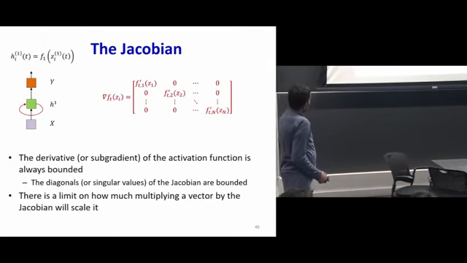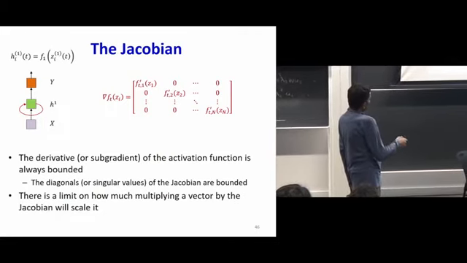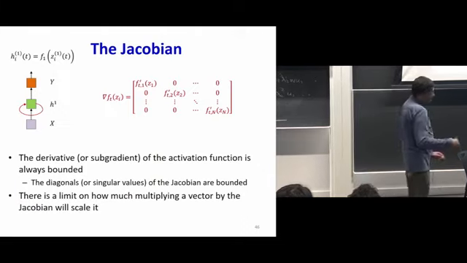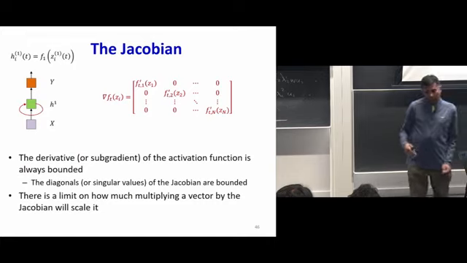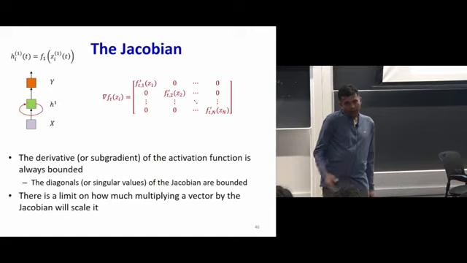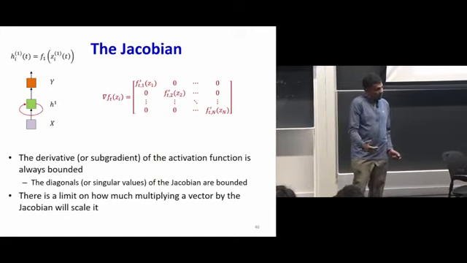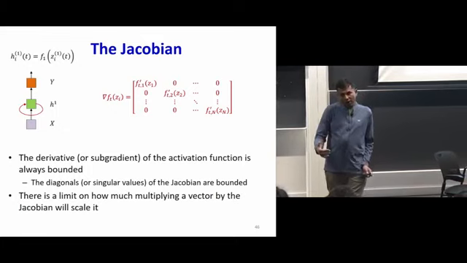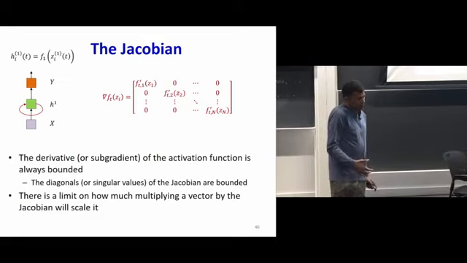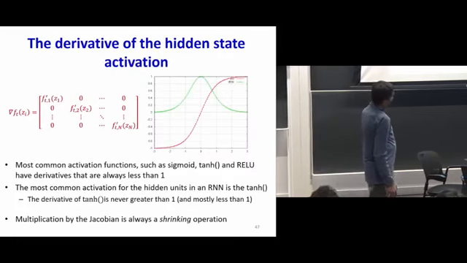So now, for most activations, the diagonals or the singular values of this Jacobian are bounded, which means that because your activation functions never have infinite slope, there's a limit on how much multiplying by the Jacobian of an activation function is going to scale up or shrink down your matrix. No limit on how much it can shrink things down, but a limit on how much it can grow it. But exactly what is the limit?